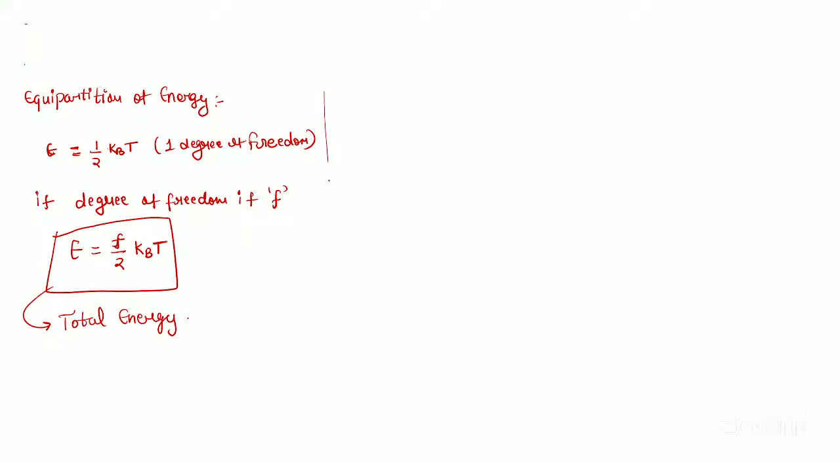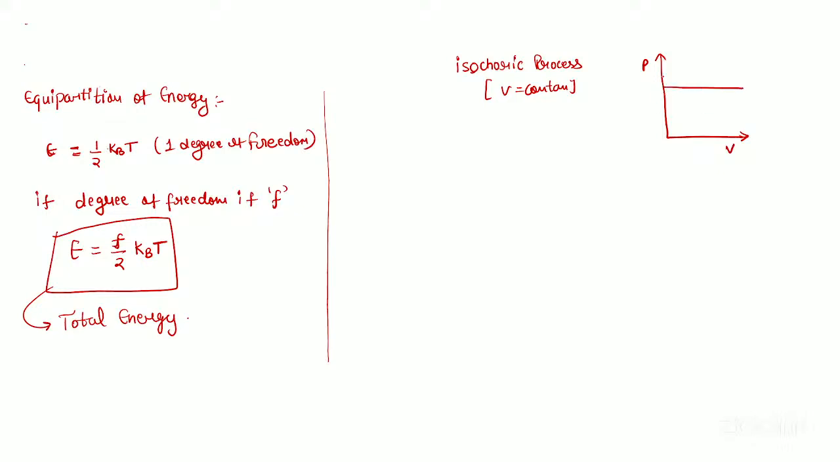Now, similarly, there are different kinds of processes. We should learn about them. First is the isochoric process. The isochoric process is nothing but the process that has constant volume. So for the PV graph, it will have constant volume, which means this type of variation of graph it will possess.